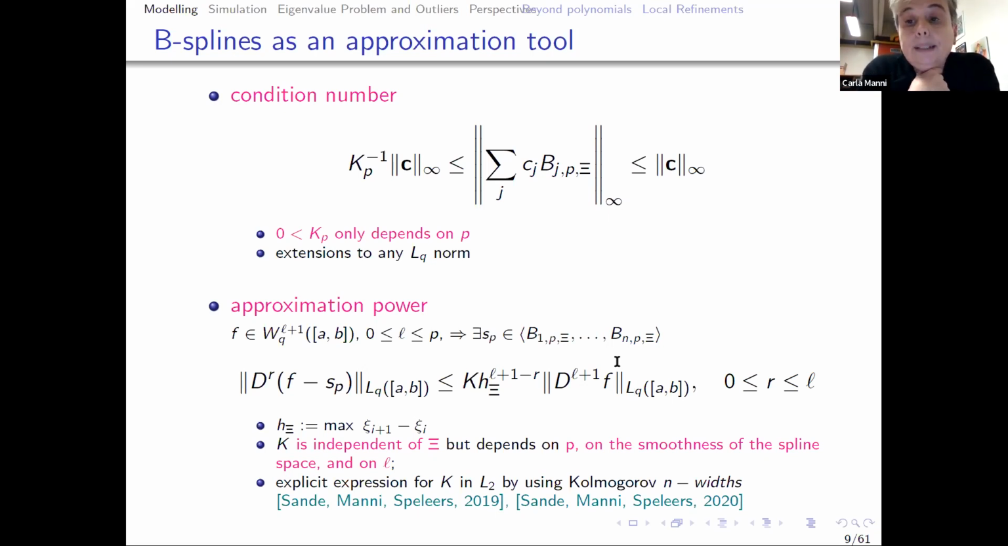And then another very important fact is the approximation power of the space that is spanned by a sequence of B-splines. Here you have a general result, in a general L^q norm. You basically see that you can bound this error in terms of the maximal grid spacing of the node vectors, h, which is the maximal distance of the nodes. And you have a constant K, again, which is independent of the sequence of nodes. This is very important.